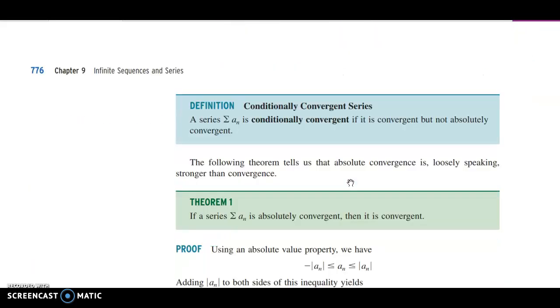Conditionally convergent series. Sigma an is conditionally convergent if it is convergent but not absolutely convergent. Absolutely convergent series are always convergent, but convergent will not imply absolutely convergent. So conditionally convergent means it is convergent and not absolutely convergent.